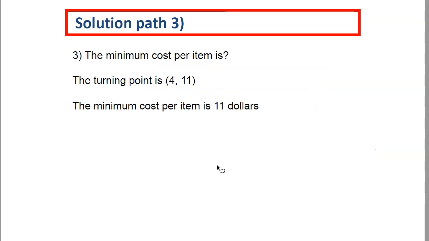What's the minimum cost per item? The turning point is (4, 11), so the minimum cost per item is $11.